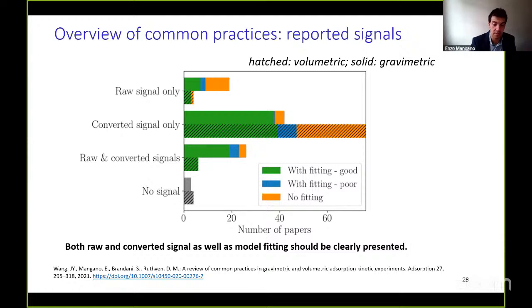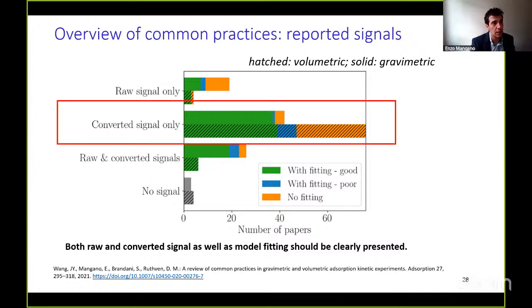The last metric was about the signal reported. When possible, and it's always suggested to do so, present both the raw signal and the converted signal. As you can see here, very few papers report the raw signal. A considerable amount reported a converted signal with or without the fitting. Ideally, you want the raw signal, the converted signal, and also the model that goes through the data, because there are cases in which there is no model presented and still a diffusion time is reported. So it's important that all the relevant signals are reported to allow everybody to understand the way in which the diffusion time was determined.